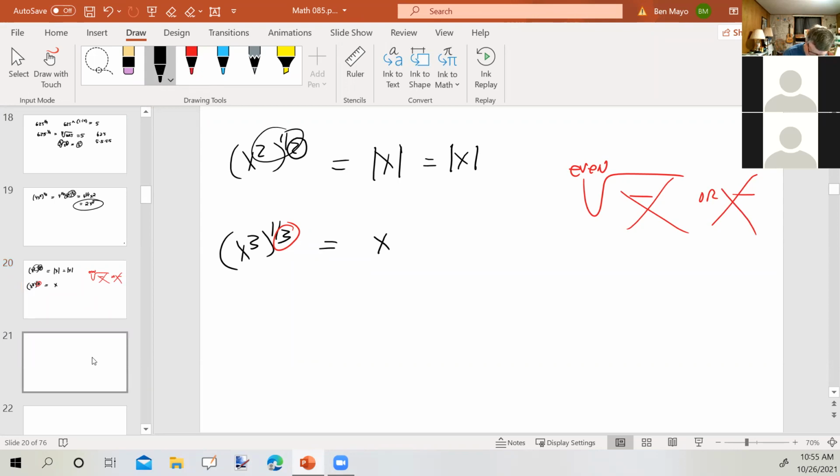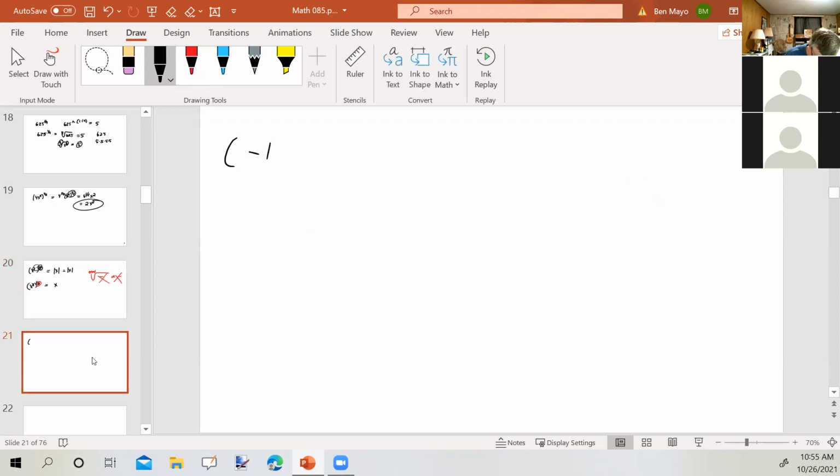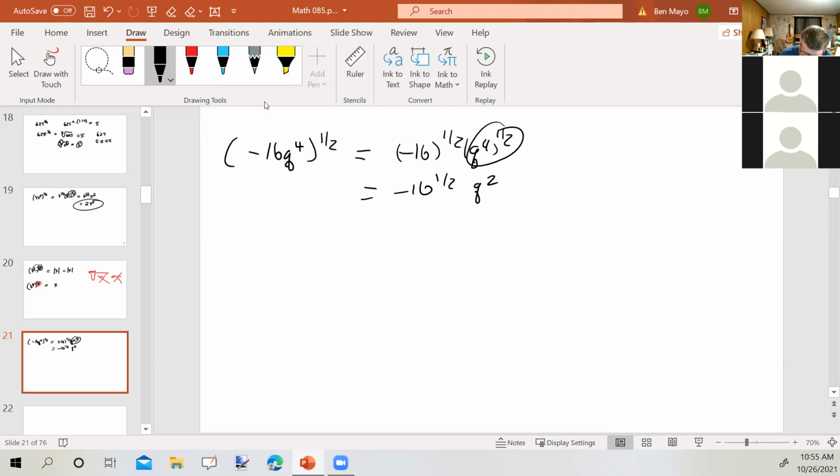How about this one? Negative 16 q to the 4th to the 1/2 power. So this would be negative 16 to the 1/2 power, q to the 4th to the 1/2 power, negative 16 to the 1/2 power, q to the what, second power. But I could have stopped a long time ago because look right here, I'm taking an even root of a negative number, so it's not real.